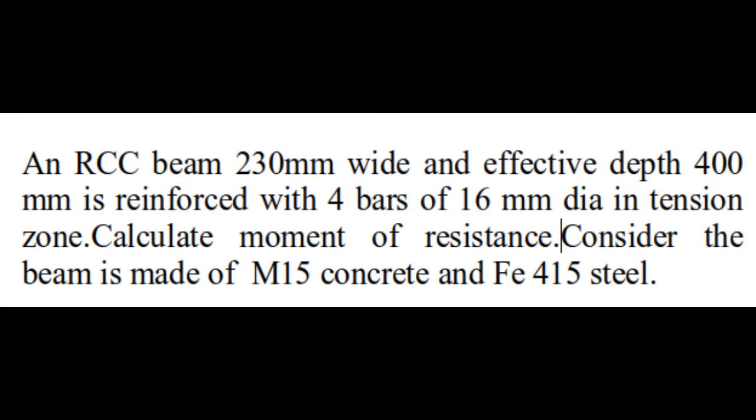An RCC beam 230 mm wide and effective depth 400 mm is reinforced with 4 bars of 16 mm dia in tension zone. Calculate the moment of resistance. Consider the beam is made of M15 concrete and Fe 415 steel.